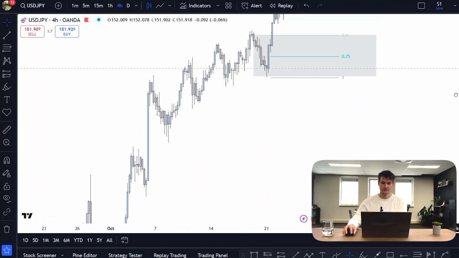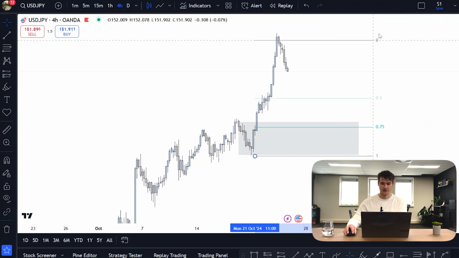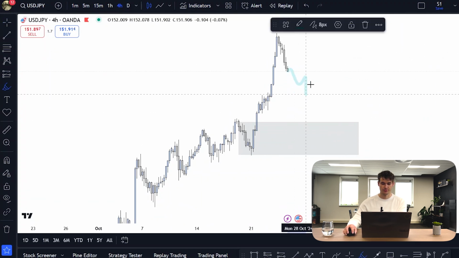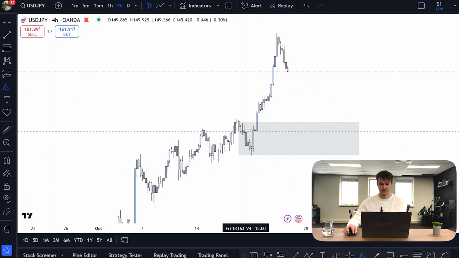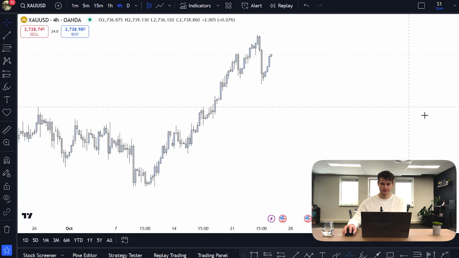Then there's UJ. Well, I was looking to take a long trade on UJ, but it looks like it's gone really far. So I'm most likely going to stay out. Once again, if you're a day trader, look for shorts back into demand, and then look for longs once you tap demand. And then last but not least, there's gold.